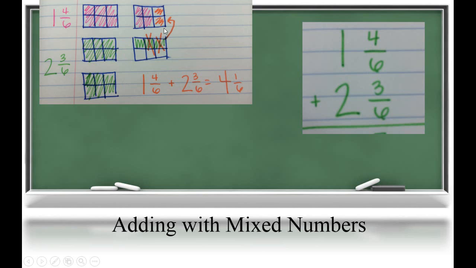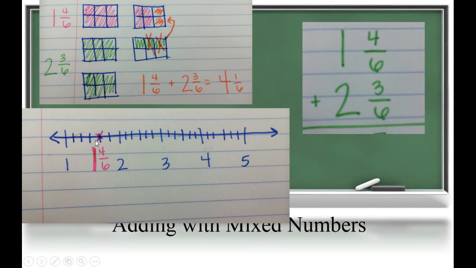So that's a total of 4 wholes and 1/6. Let's see what that would look like on a number line. We would start by breaking our number line apart into sixths, and we would find 1 4/6.